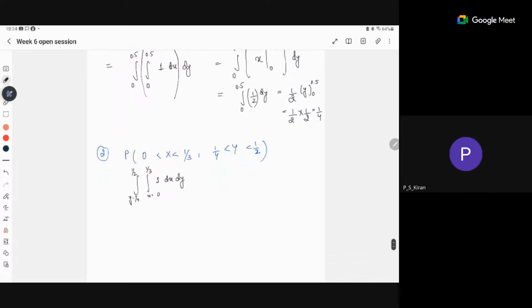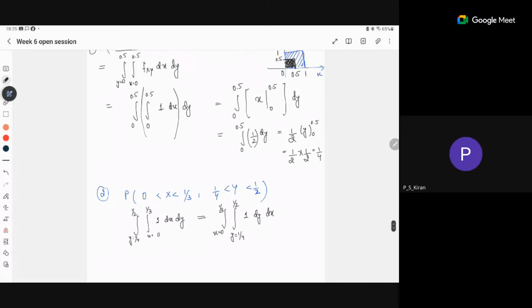Ma'am, integrating x first and then y, is it the same? Yes, the order of integration does not matter. So this is also equal to 1 times dy dx, where y is varying from 1 by 4 to 1 by 2 and x is varying from 0 to 1 by 3. So you just do the integration and you will get the probability.